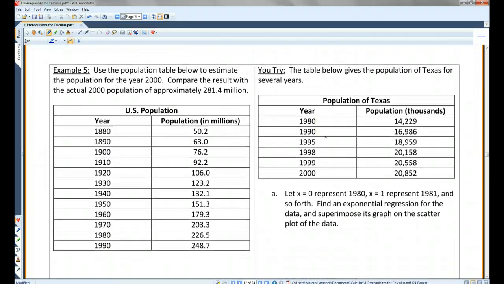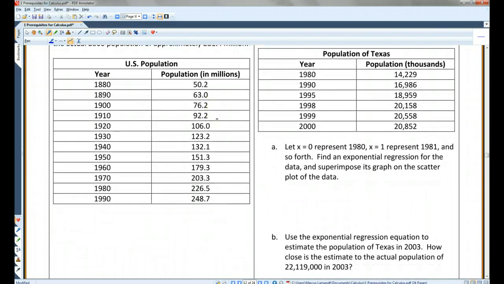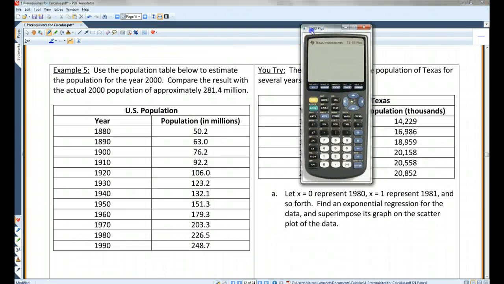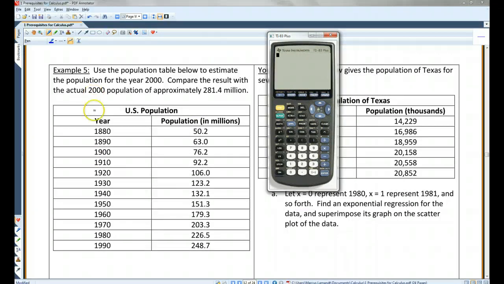Alright, example 5. Use the population table below to estimate the population for the year 2000. Compare the result with the actual 2000 population of approximately 281.4 million. Okay. Alright, first thing you're going to do is you need to enter this data into your calculator.